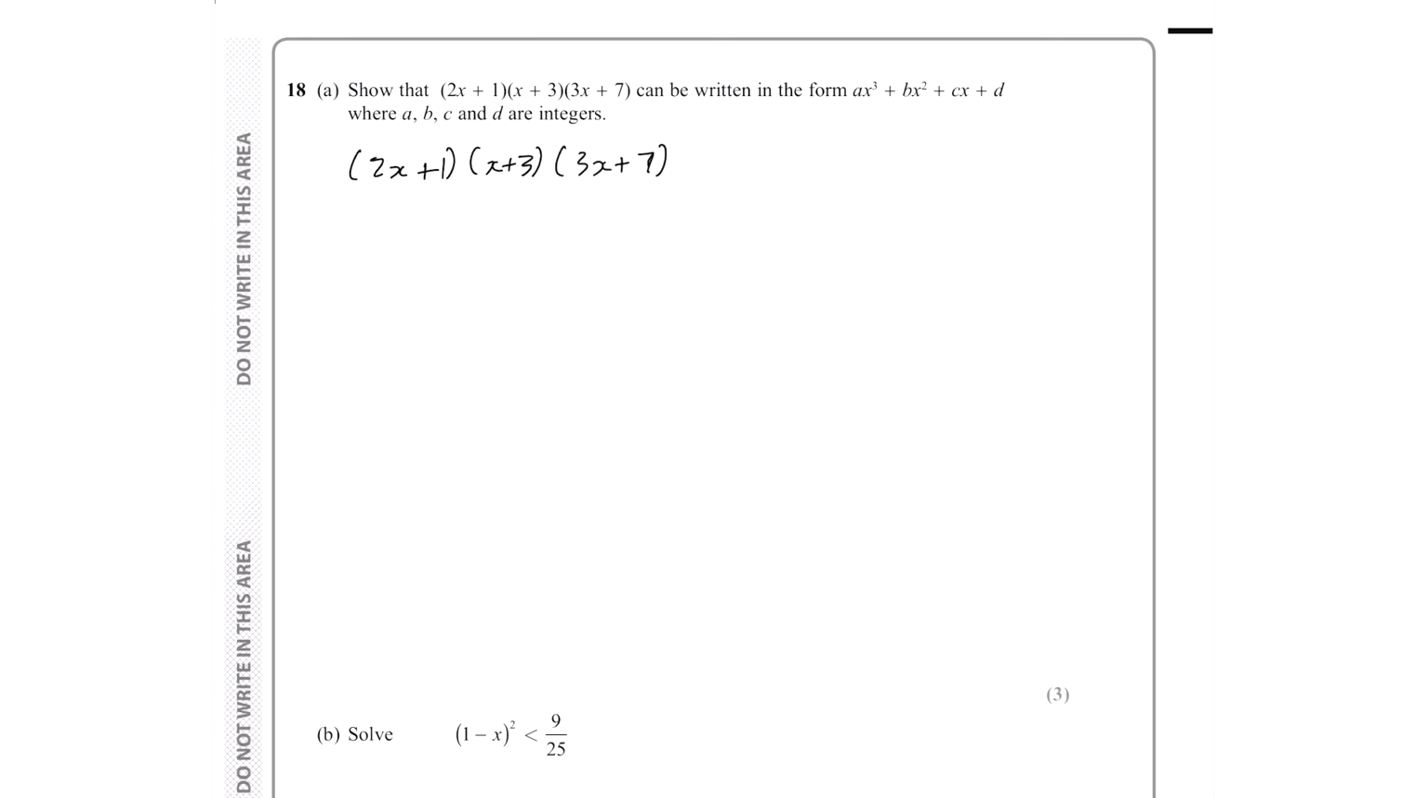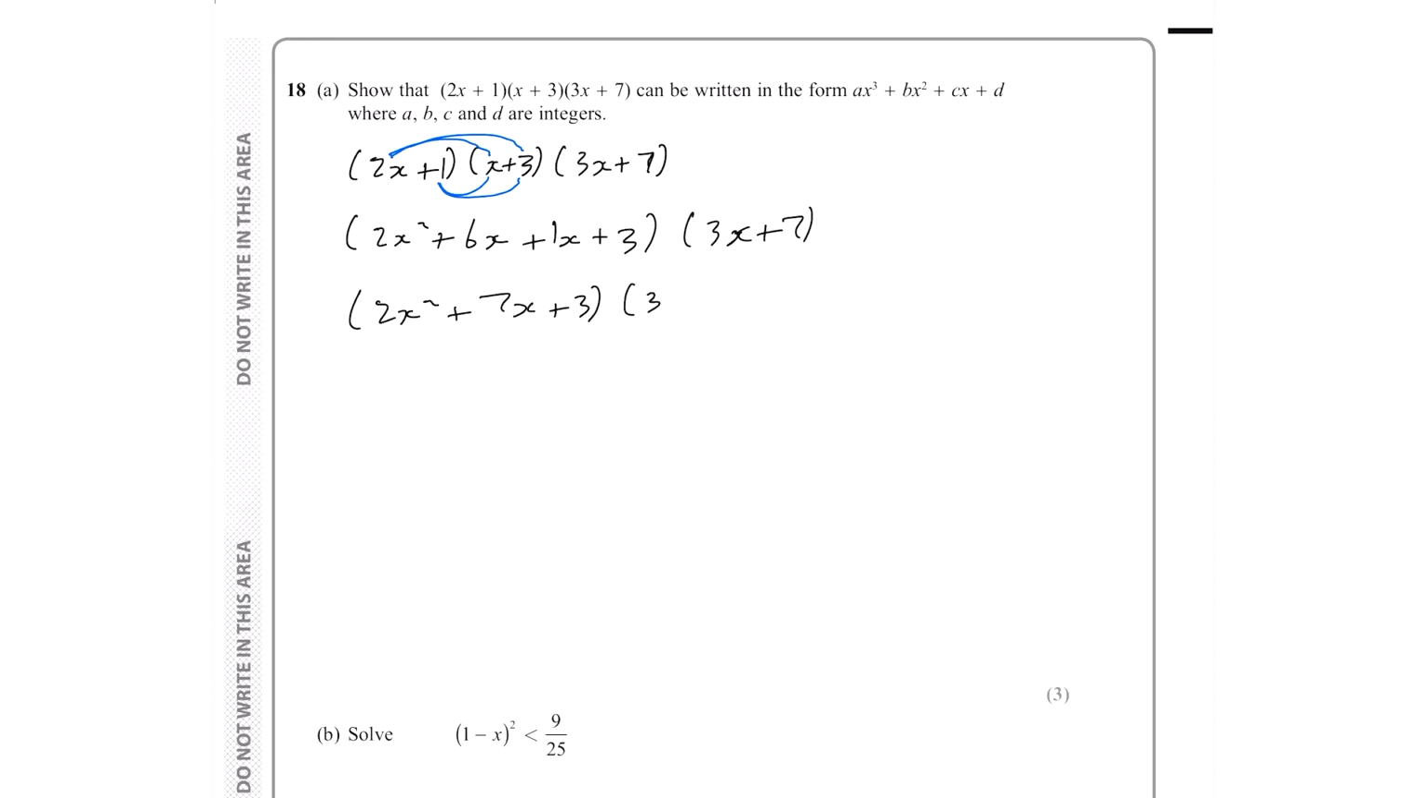So I like to work from left to right, so I'm going to expand, I'm going to multiply this by this, and then this by this. I'm going to keep the brackets, and you'll see why in a second. So that's going to be 2x squared plus 3x, plus 6x, and then I'm going to multiply 1 by x and 1 by 3, and that's going to be plus 1x plus 3, and then 3x plus 7. Now I'm going to collect the like terms together, so that's 2x squared plus 7x plus 3 and 3x plus 7.